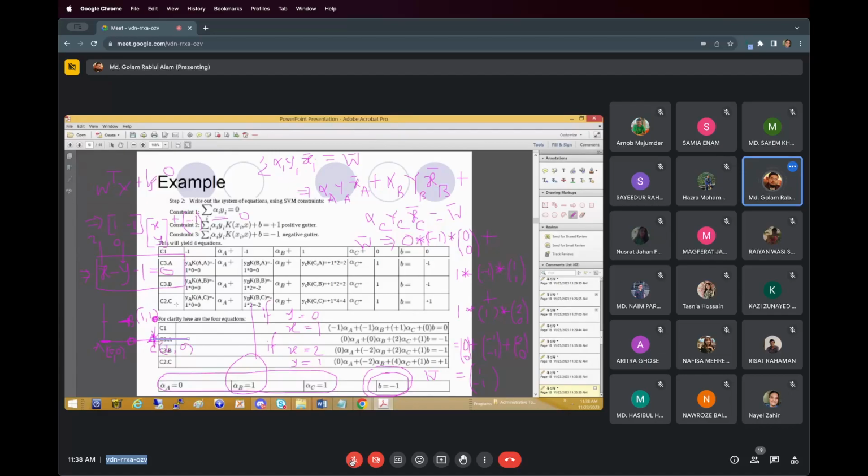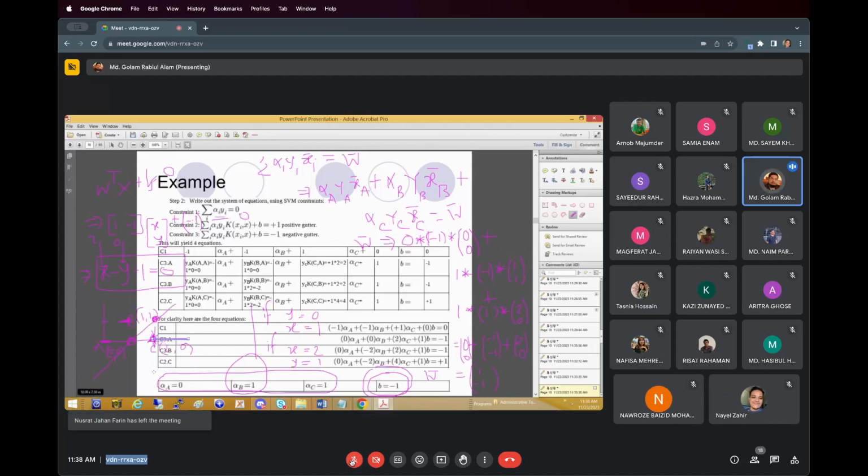So if we just connect these two points, okay, this is the hyperplane, and we can see that this hyperplane actually separates positives from the negatives. Okay, this is how we have to draw the hyperplane equation also.